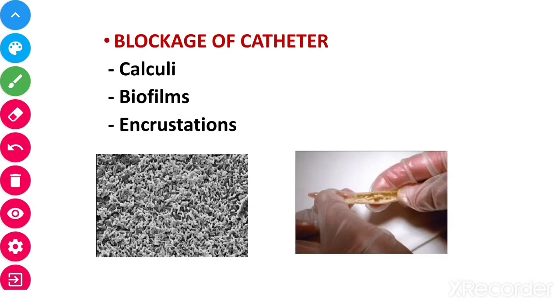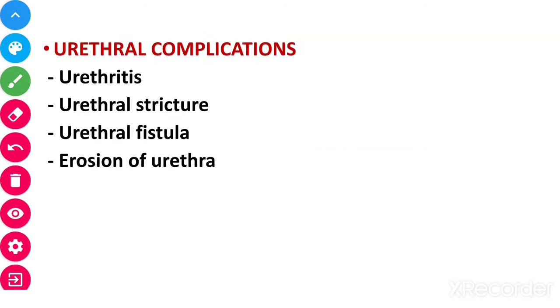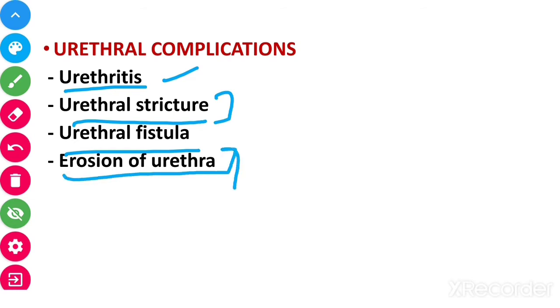Now next are the urethral complications. We have the urethritis. Basically urethra damage can occur because of this urethritis. Urethritis is the inflammation of the urethral meatus. Next is the urethral stricture. This is a long term complication. And urethral fistula, that is a false passage basically between the prostate and the urethra in the male, and in females fistulas occur, and the most common is the vesicovaginal fistula, that we'll see. And the erosion of urethra, this is also very common.